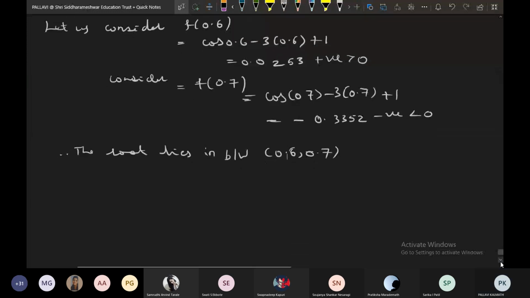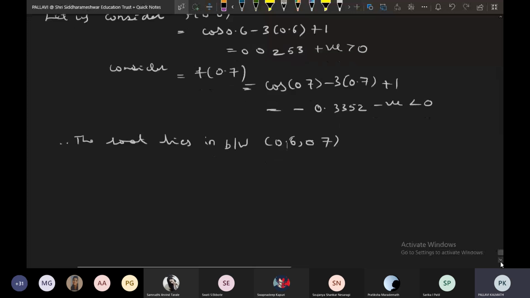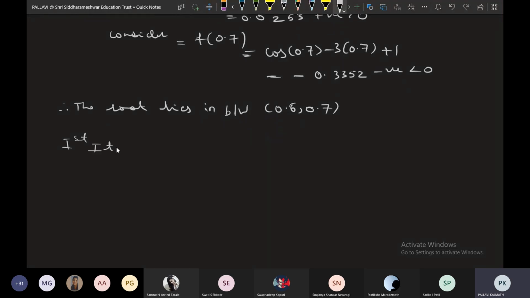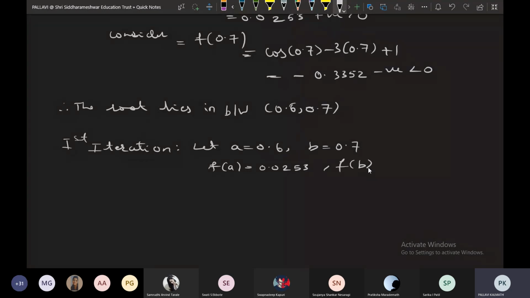Okay. So I'll write here the first iteration approximation, or it is also considered as the first iteration. The first iteration, what you consider, a is equals to 0.6, b is equals to 0.7. Then what is f of a? F of 0.6, how much you got? 0.0253. Then what is f of b? F of 0.7, minus 0.3352.